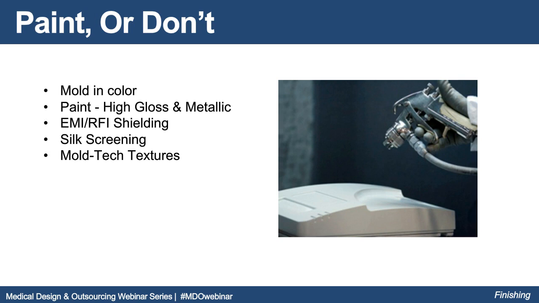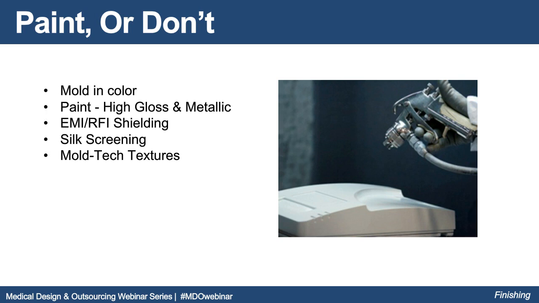EMI RFI shielding, that's another thing that's commonly done. We're going to utilize an ohm reader to test that the shielding has been applied properly, and then we also test as applied for thickness. Silk screening is done in-house. That's not an issue. It's something that we do on the majority of our medical devices. And again, kind of talk about textures, Mold-Tech textures, any texture requirement that Mold-Tech will be able to achieve on the tool is something that we can process.